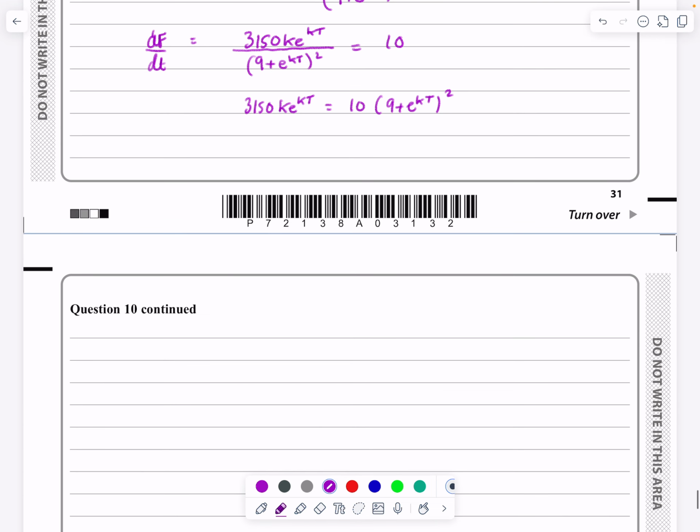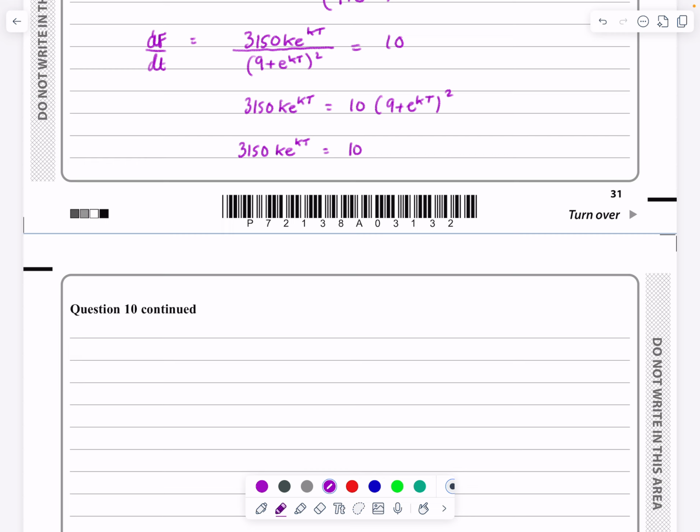So it's just going to be multiplying this all out and tidying it all up. It's not going to be very nice, but it's going to be some sort of quadratic here by the looks of things. So this is 3150 k e to the kt is equal to, hang on, this is 10 lots of, multiply this all out first of all, you take your time to do it.